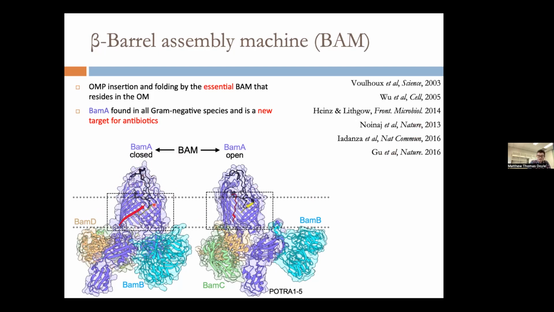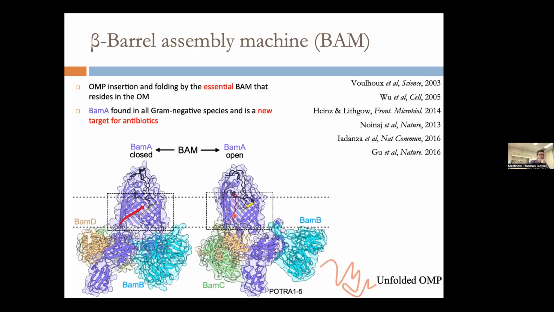BAM-A is, of course, a barrel itself. So barrels birth barrels. That's nice. I like alliteration. But unusually, BAM-A is not a stable barrel like all other barrels. It's highly unstable. In fact, there are conformations that were observed where the barrel seam, between the first and last strands, opens up in the membrane. So what the hell could this be doing? Perhaps this is functionally important, but we really didn't know.